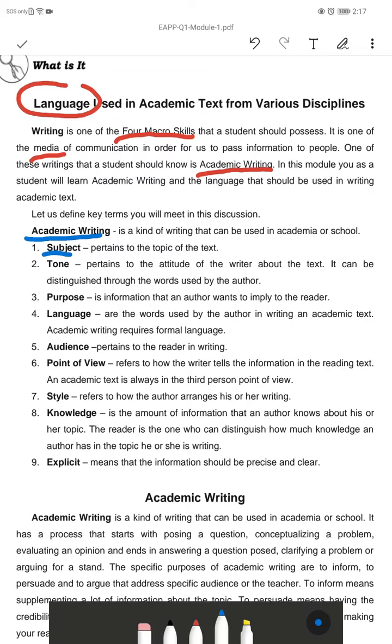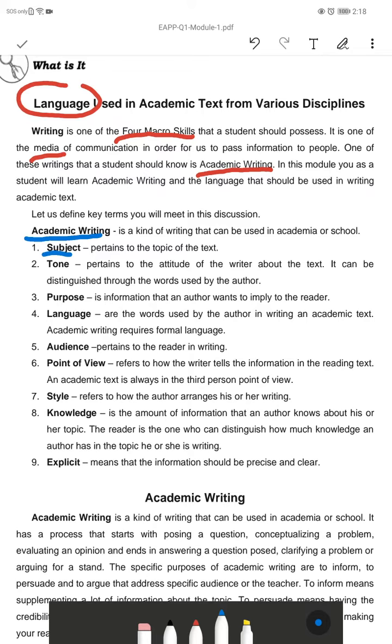Okay, that is why when we were being taught of how to make sentences, we are taught of subject and predicate. And then subject means the topic of the sentence. So it's the same with this. The subject pertains to the topic of the text. What is the topic all about? What is the text all about?